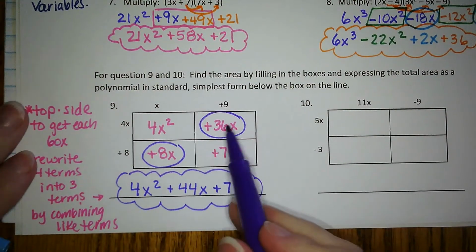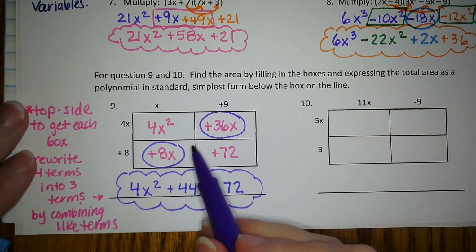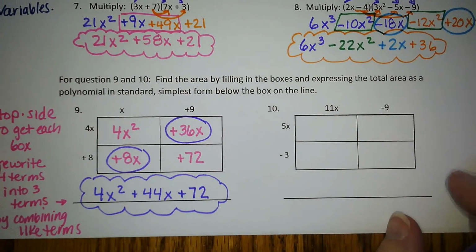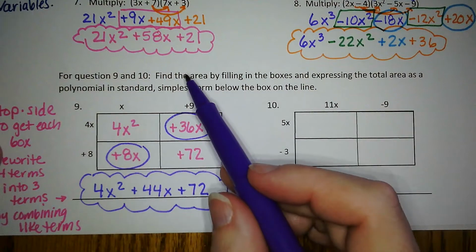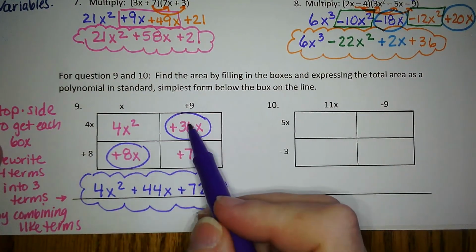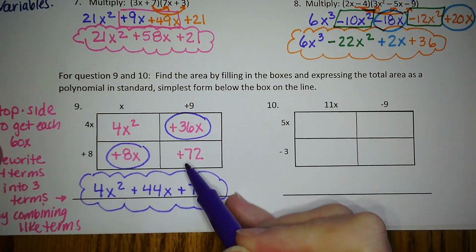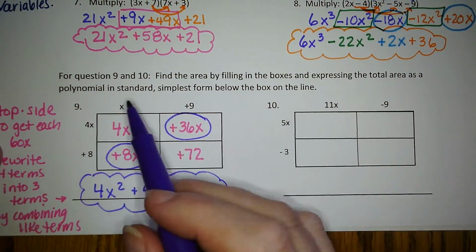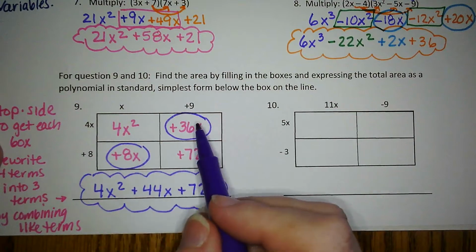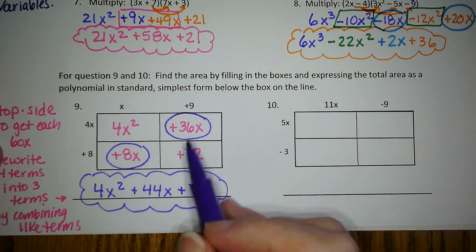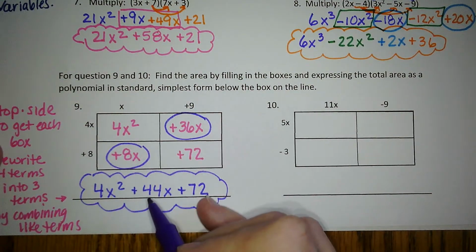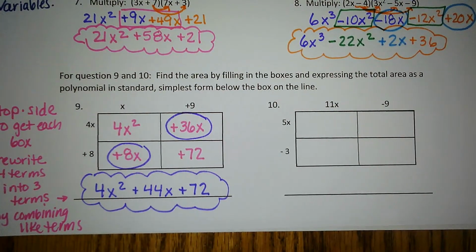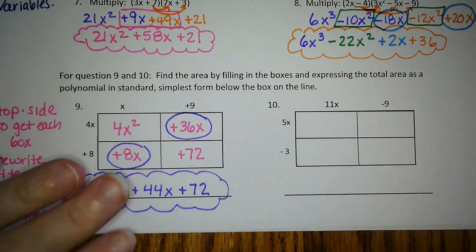So for this, you have to get all 4 boxes correctly and then combine your like terms to write it as a single polynomial. Okay, so when it says find the area by filling in the boxes, I want every box filled correctly. And then express the total area as a polynomial. So now we're combining your like terms and getting it in simplest form. So that's what simplest form means, that the 36 and the 8 combine to 44. That's all. Let's take a look at number 10.